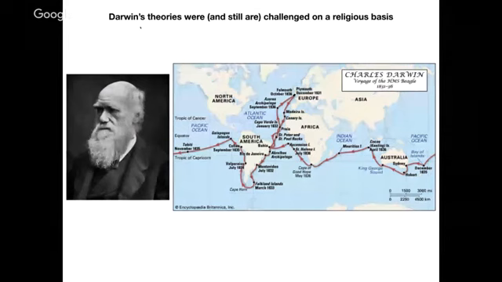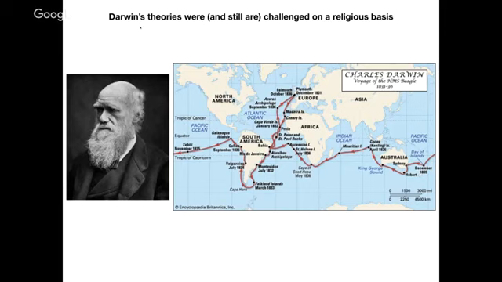Another well-known scientist, Charles Darwin, went on a long circumglobal boat trip on the HMS Beagle, looking at different animals that he found from all over the world, and came up with this theory of natural selection. This theory was met with quite a bit of resistance and challenged most often on a religious basis. And it still is today. We still hear about efforts to push back on the teaching of evolution in schools.